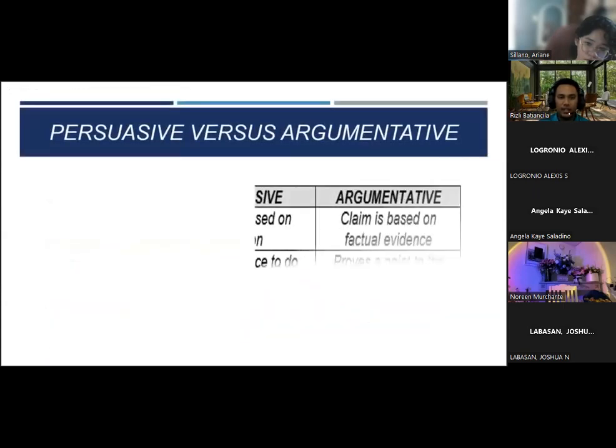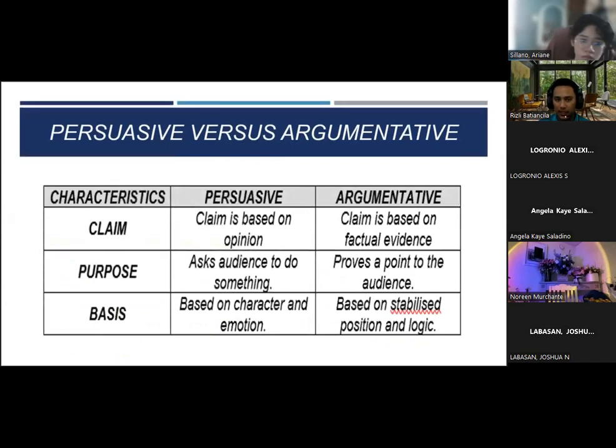Ayan, ang pinagkaiba ng dalawa, kung ilalagay natin sa table. So persuasive tsaka argumentative. Okay? When it comes to the claim, ang claim ng persuasive nakabase sa opinion. Okay? And then ang argumentative natin, ang claim niya is nakabase sa factual evidences. Pero of course, kung may opinion man tayo, it can be backed up still with evidences to make it a strong argument.